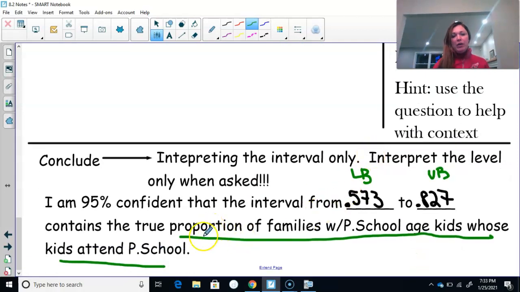Okay, so we have concluded our interval. This is part 1. I'm going to do one more part with you guys here, but this is the first big part. Congrats on your first method you learned for inference.